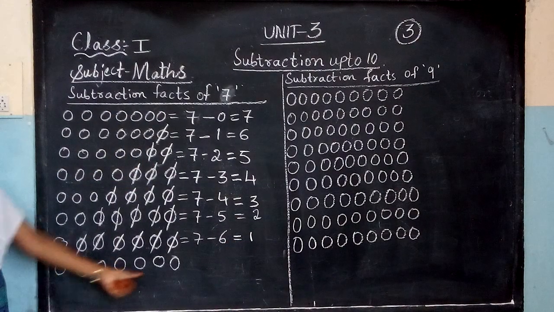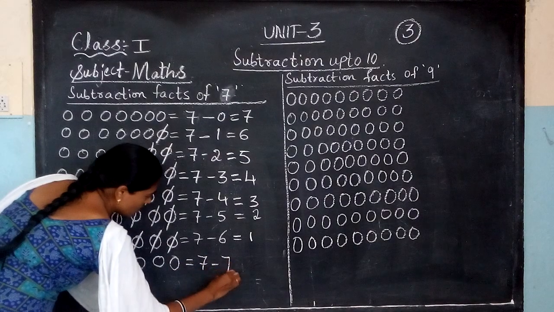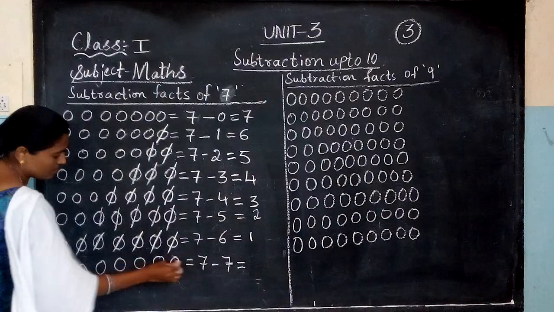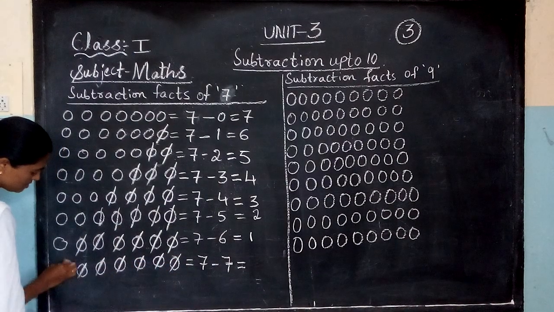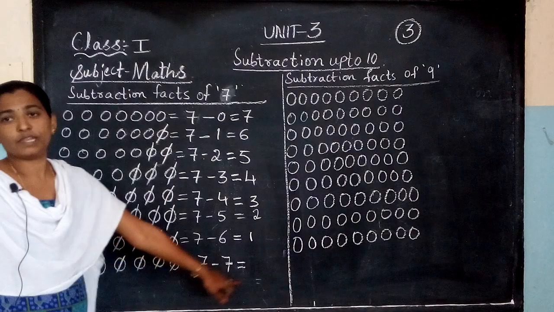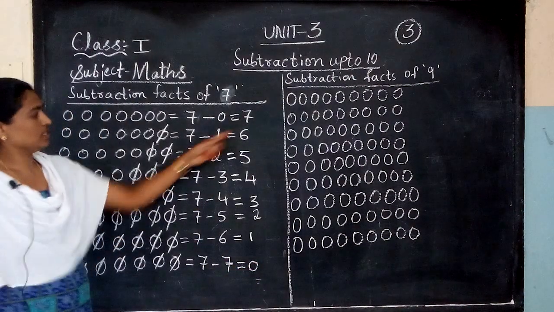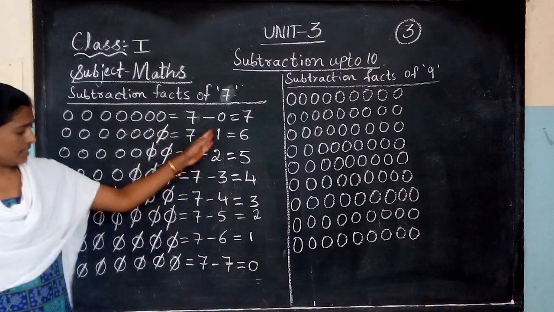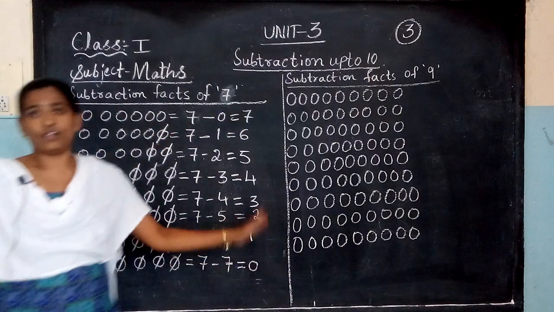Next, what is this total? 7 minus 7. From all the circles you have to take away 7. 1, 2, 3, 4, 5, 6, 7. What is remaining? 7 minus 7? 0. Yes, you understood. This is also the second one, it is decreasing order and the next one is increasing order.